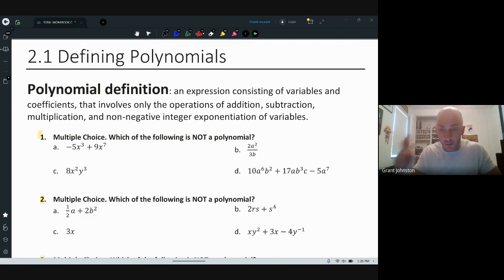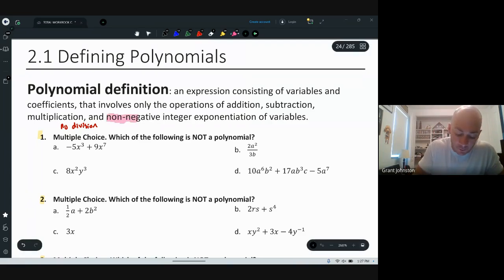So it says addition, subtraction, and multiplication. So that means no division. So I'm going to write no division underneath here. So we can't have division within the terms for it to be a polynomial. Okay, so no division. And it also says non-negative.